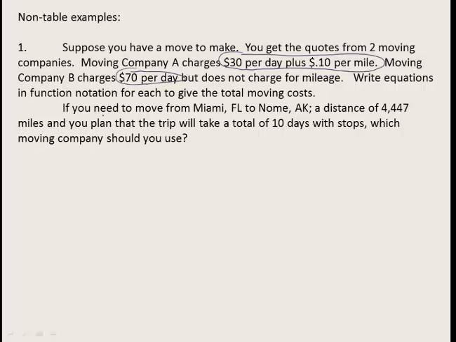So we're going to have actually multiple variables in this first one. So f of x is going to be 30x plus 0.10, I'll just say z. So that's $30 per day for X number of days. This is our days, and this is our miles, plus 10 cents per mile. We'll call this one G of X is just going to be $70 per day. So 70 times X. These will work as our functions.